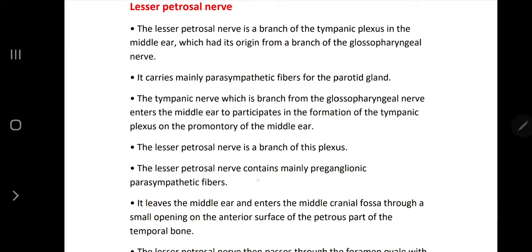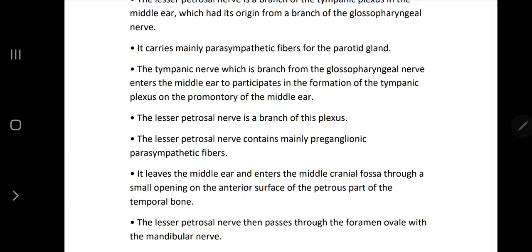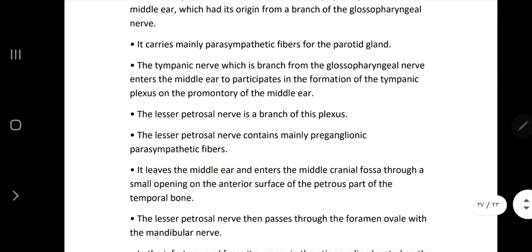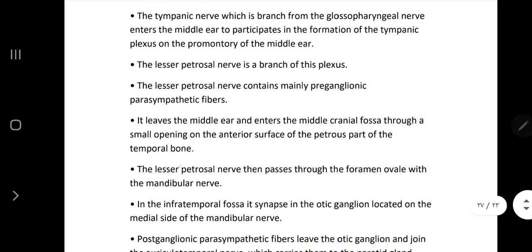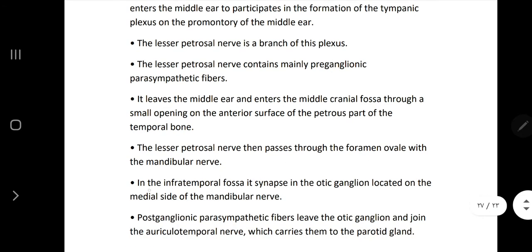The lesser petrosal nerve contains mainly preganglionic parasympathetic fibers. It leaves the middle ear and enters the middle cranial fossa through a small opening on the anterior surface of the petrous part of the temporal bone. The lesser petrosal nerve then passes through the foramen ovale to the mandibular nerve.